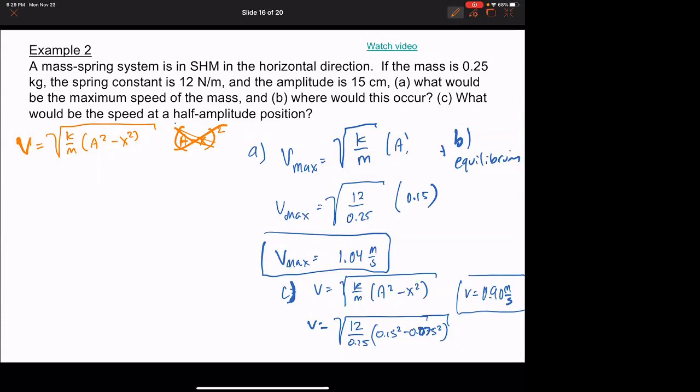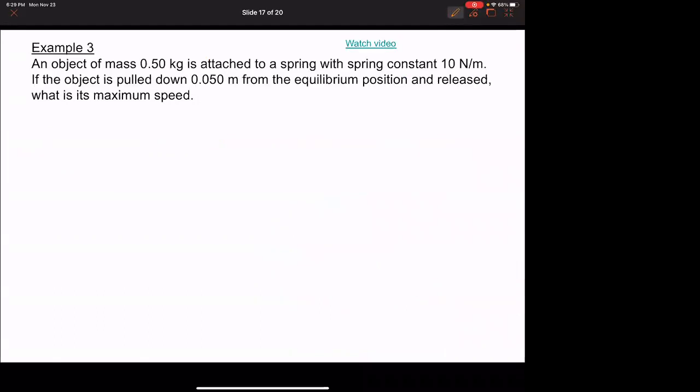Anybody else? Anybody? All right. Try this one on your own.